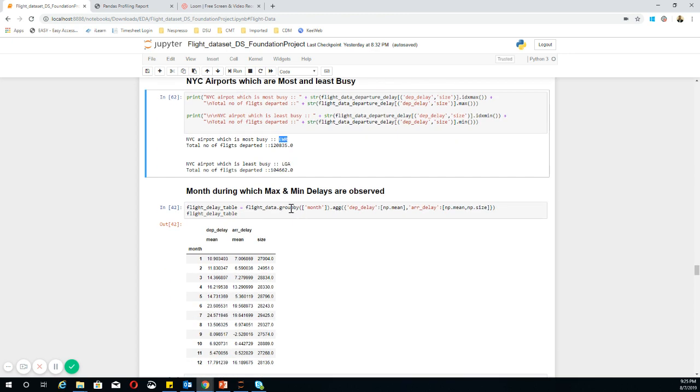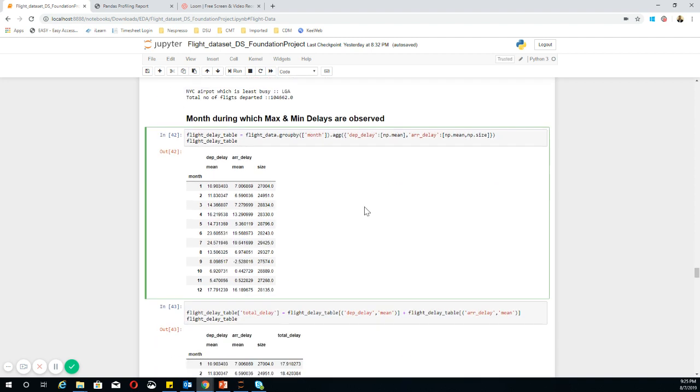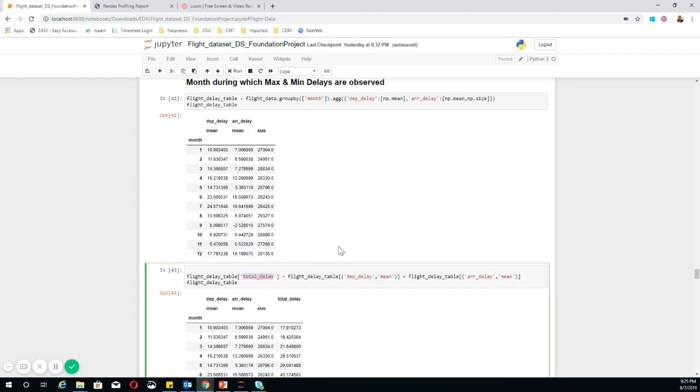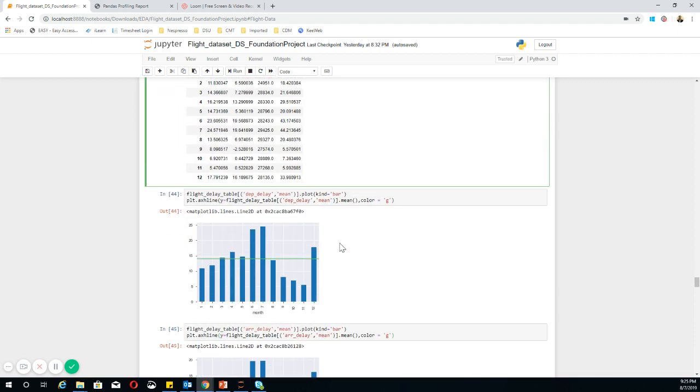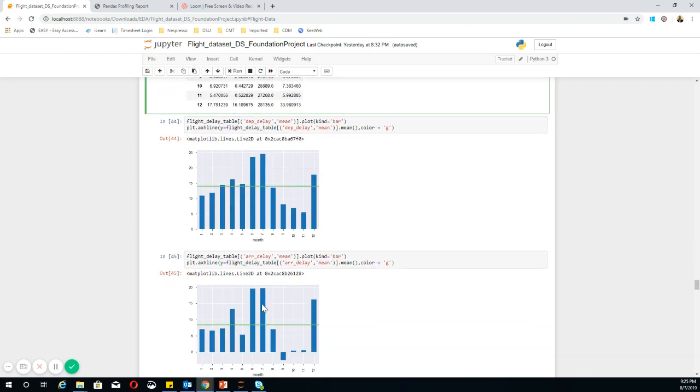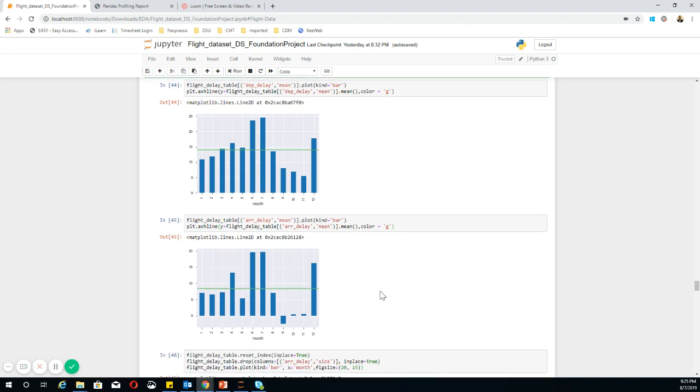Our next business question is about the months with the maximum and minimum delays. Again we grouped by month and aggregated the departure delay. You can see one more dataset has been created, and we calculated the total delay as well, as we did for the carriers. We plotted the graphs for the departure delay and arrival delay. If you look at both graphs, you can see that during June and July we observe the maximum delays.